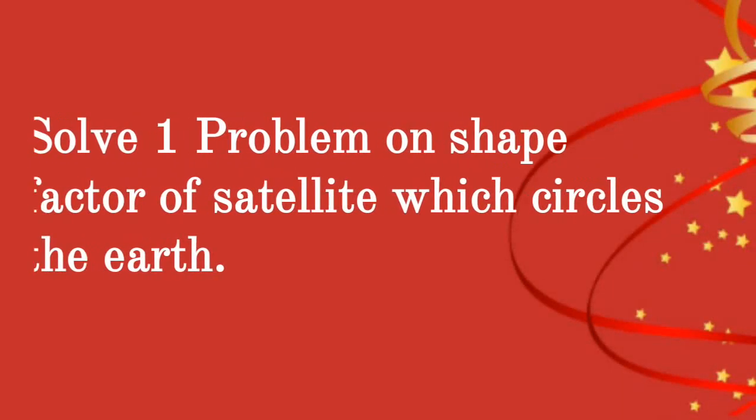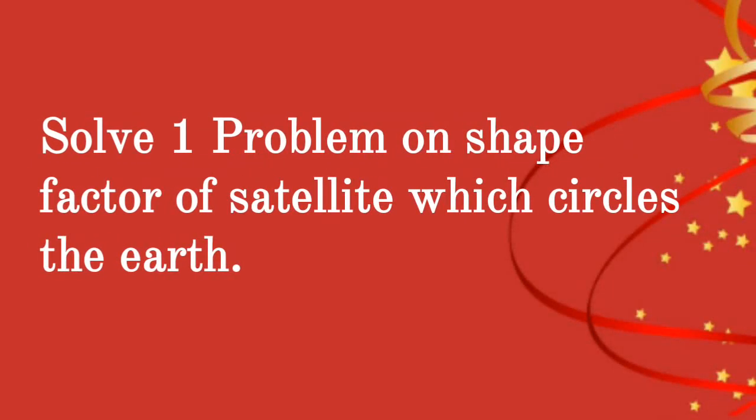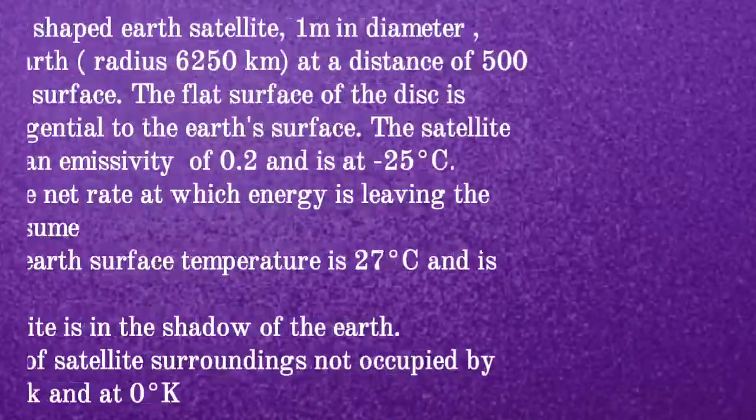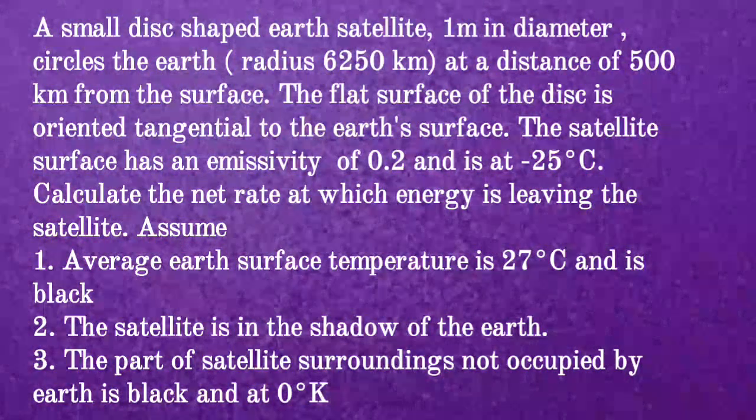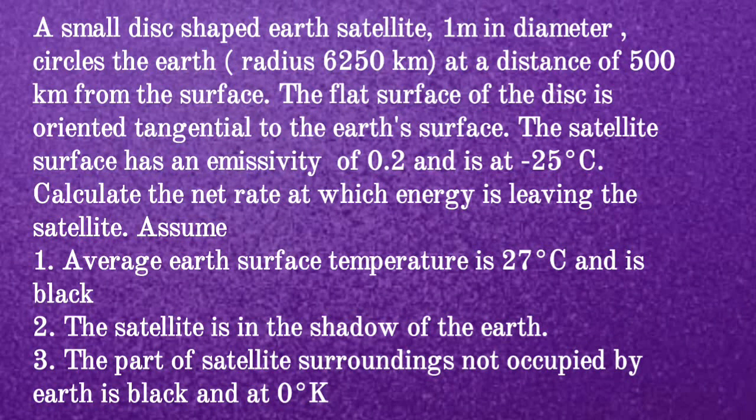Solve one problem on shape factor of the satellite which circles the Earth. We will read the given question. A small disc-shaped Earth satellite 1 meter in diameter circles the Earth, radius 6250 km, at a distance of 500 km from the surface. The flat surface of the disk is oriented tangential to the Earth's surface.